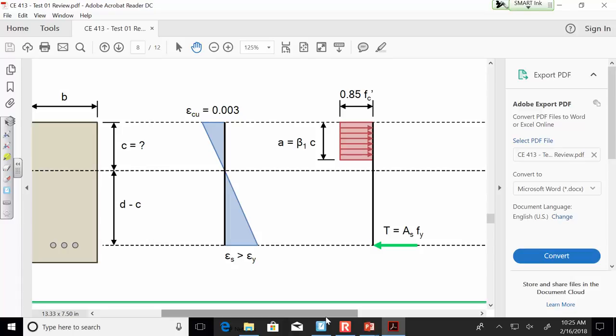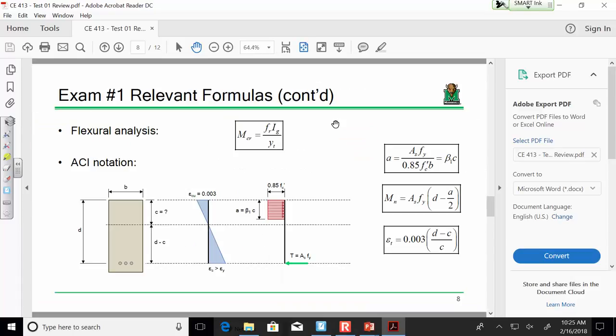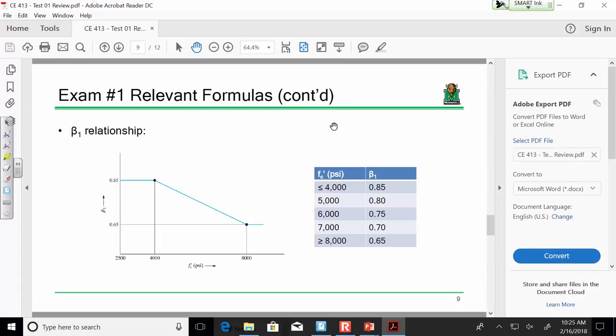If f'c goes up? Yes. Because as concrete gets stronger, it gets less ductile. So your stress block shortens as a result. It can't handle as much strain, so your strain profile sort of does that. That's a good question. That's a good point. Does that make sense?